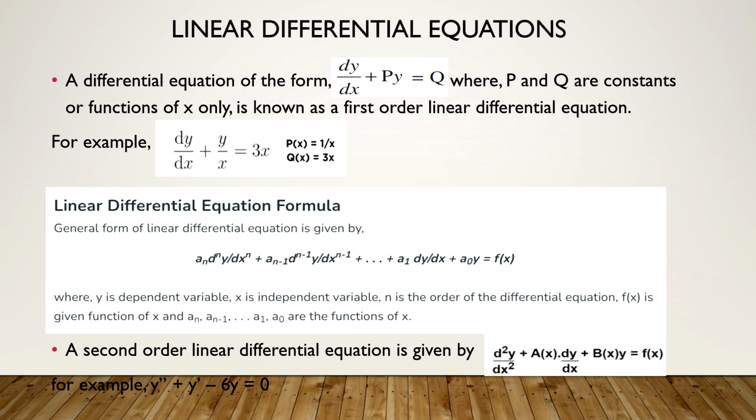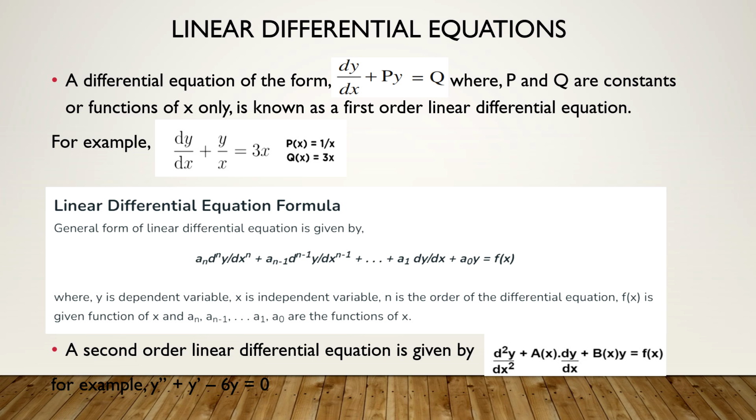You can have a linear differential equation of any nth order also. For example, a second order linear differential equation will be of the form d square y by dx square plus a, which is a function of x, into dy by dx, plus b, which is a function of x, into y, is equal to some other function of x. So, for example, if I have y double dash plus y dash minus 6y is equal to 0, it is called a second order linear differential equation.